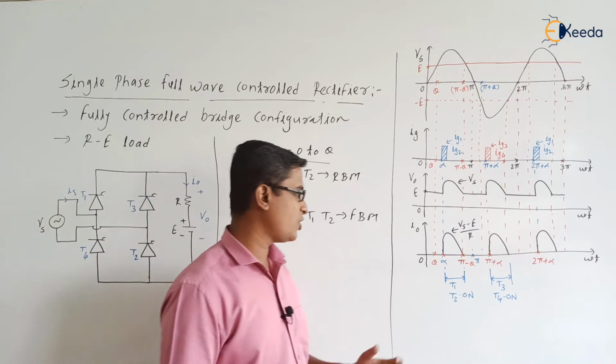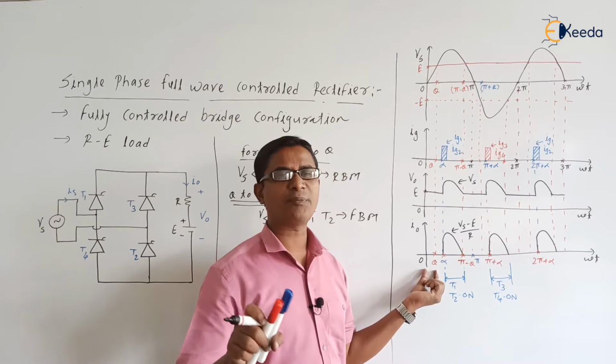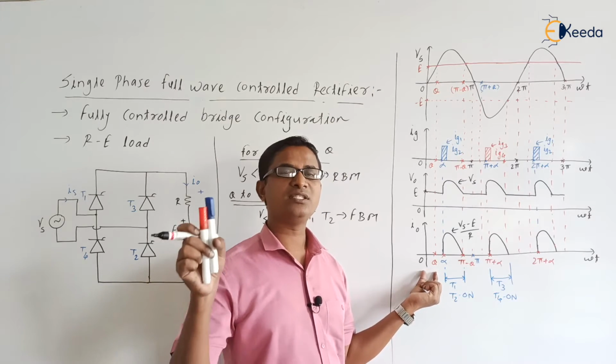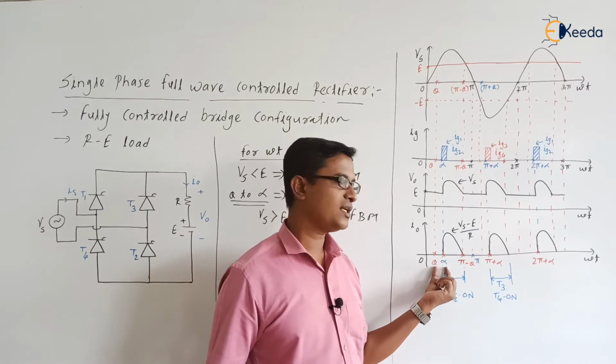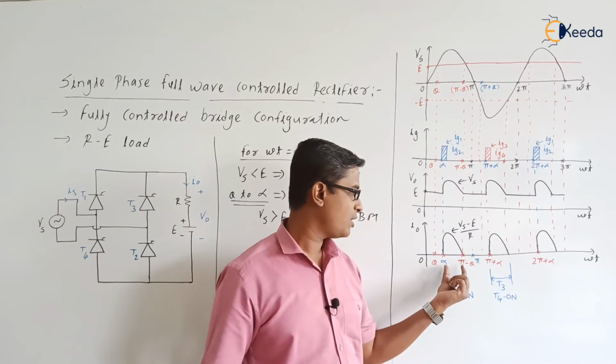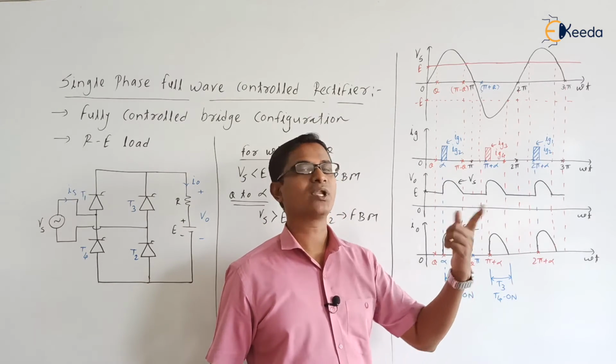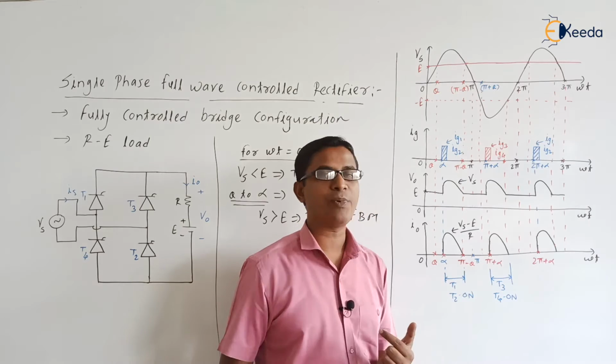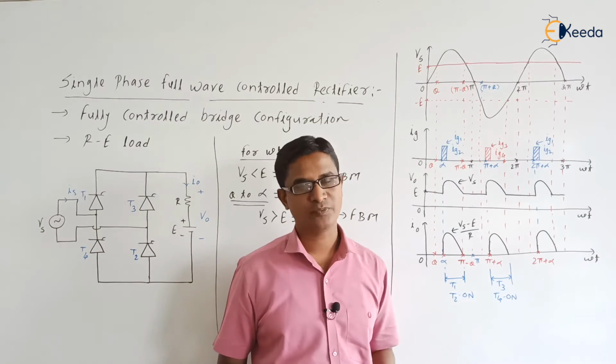So from 0 to theta, the mode of operation of thyristors T1, T2 is reverse blocking mode. Theta to alpha, forward blocking mode. Alpha to pi minus theta, forward conduction mode. Pi minus theta to pi, it is the reverse blocking mode. Are you getting the point?